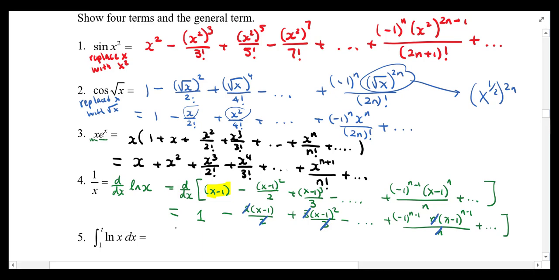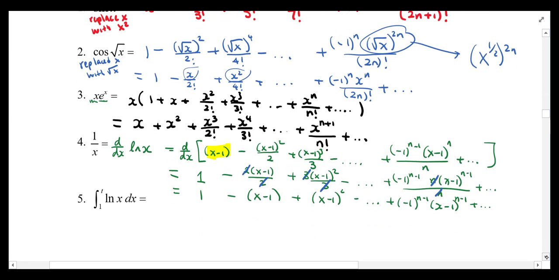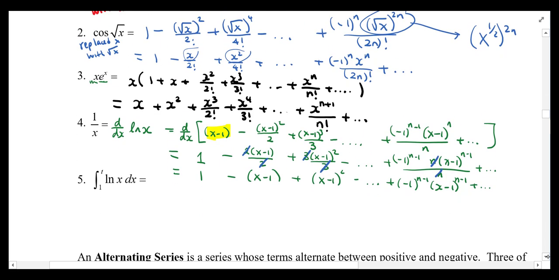So you're really just left with 1 minus x minus 1 plus x minus 1 all squared minus blah blah blah plus negative 1 to the power n minus 1 times x minus 1 to the power of, yeah, you got it, n minus 1 plus dot dot dot. I don't need a close bracket, I guess. Just go on forever and ever and ever. Okay, so once again, it's a nice power series. So guess what? We can just take the derivative of each of the terms.